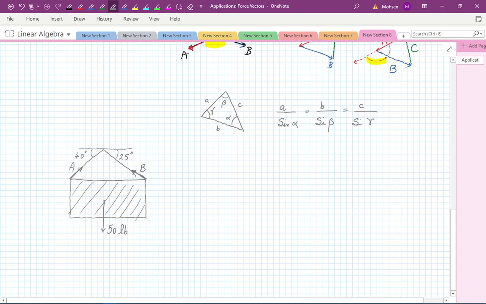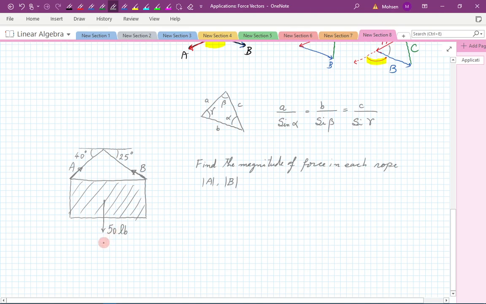Well, the question is, what are tensions A and B? Of course they depend on how heavy this object is. Double the force, these are going to double. It's also going to depend on what angles you have here at the end. So A and B, the tensions, are going to depend on all these numbers that we have. So find the magnitude of force in each rope, or find the tension A and B. What is A and B?